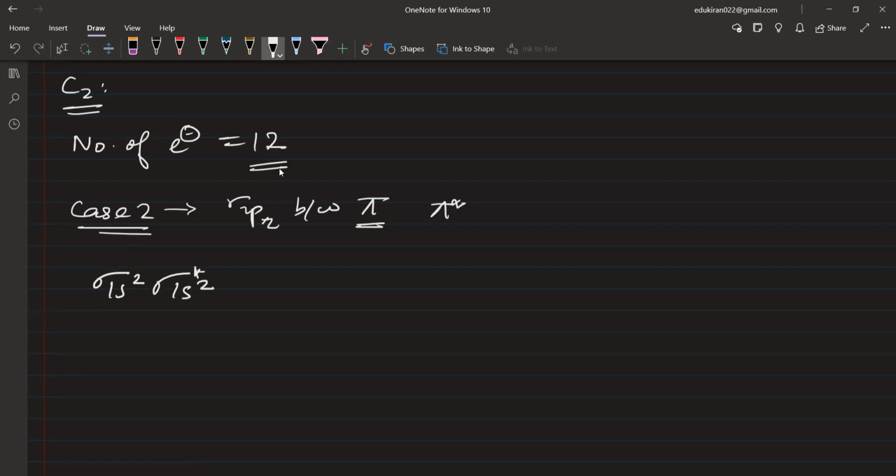हाँ, उसके बाद Sigma 2s. उसके बाद Sigma star 2s. उसके बाद सिग्मा 2pz नहीं होगा. सिग्मा 2pz तो किसके बीच में आएगा? पाई के बीच में. केस 2 देखिए, 2pz पाई के बीच में आ जाएगा. पाई 2px. अब देखिए, हमने ब्रैकेट लिखा है ना, तो पाई 2px और पाई 2py एक साथ आते हैं.